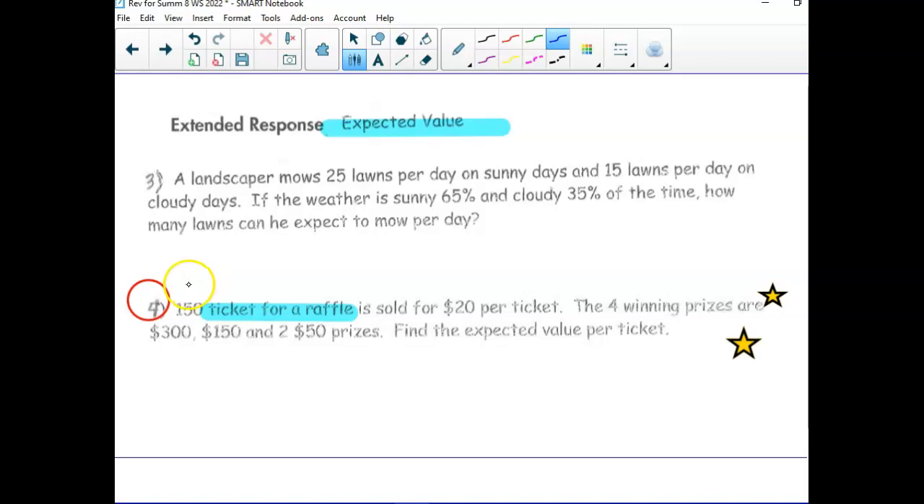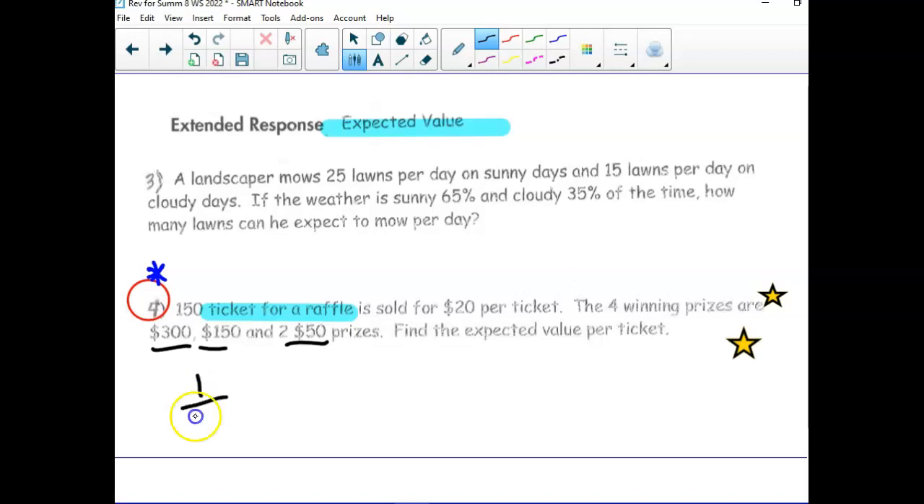We need to talk about expected value with this raffle ticket question, okay? You're welcome to do the rest of the back for your homework check, but the only one I'm going to have time for is the one that's like the quiz, the raffle ticket. 150 tickets for a raffle are sold at $20 a ticket. 4 winning prizes are given away, a $300, a $150, and 2 $50 prizes. So this one's kind of weird. The one on the quiz is not this complicated.